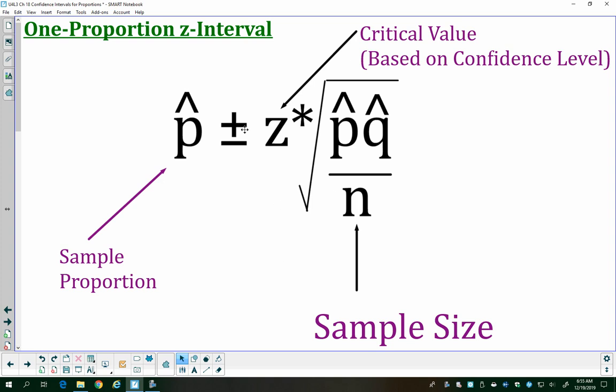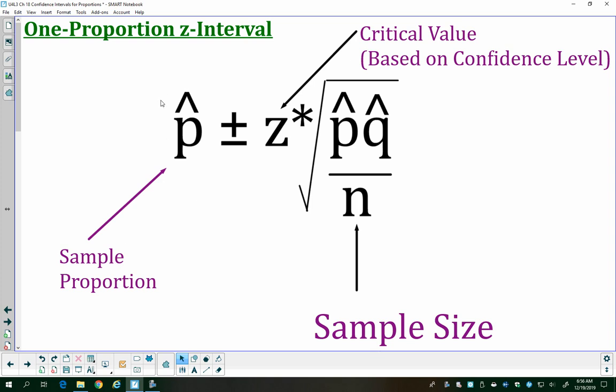So this is the structure of a confidence interval for one proportion. We'll call it a one proportion Z interval. Hopefully you are thinking that that Z might be related to the normal model, because it is. In this case, we call it a Z star. That star isn't a multiplication sign, it's attached to the Z. Z star is a critical value. It's a Z from a normal curve. We call it Z star in this situation.